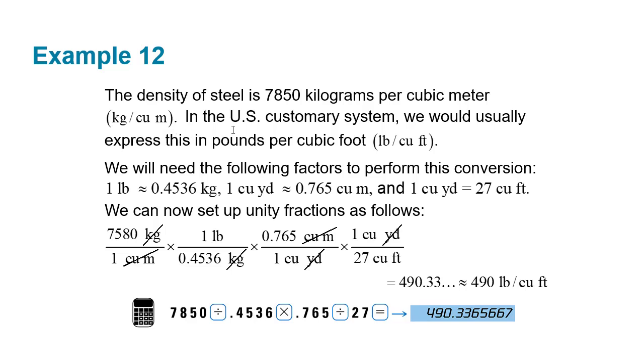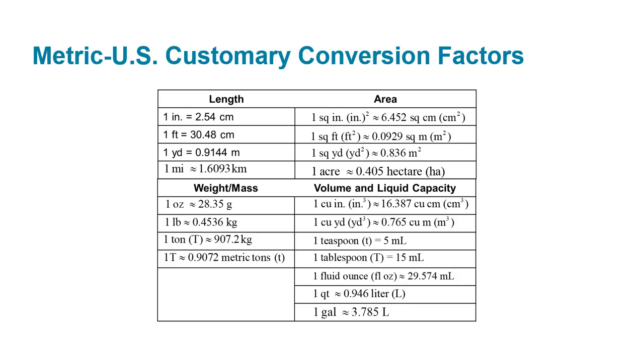Now in the US customary system, we usually express this in pounds per cubic foot. So if we want to figure out what this was, we go, well, how dense is that compared to something that we know? We'd have to convert it to our stuff. So here's our kilograms per cubic meter. Again, per means divide by. We change into pounds. We change our cubic meters into cubic yards, and then our cubic yards into cubic feet. Everything's now been canceled out except for pounds and cubic feet. Multiply across the top, divide by all the ones on the bottom, and we get roughly 490 pounds per cubic feet. That's our last example.